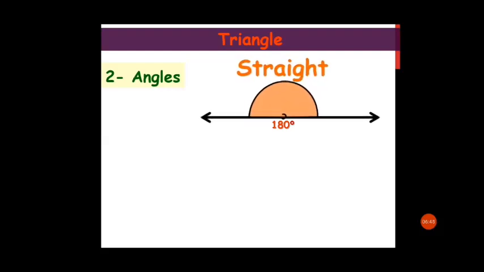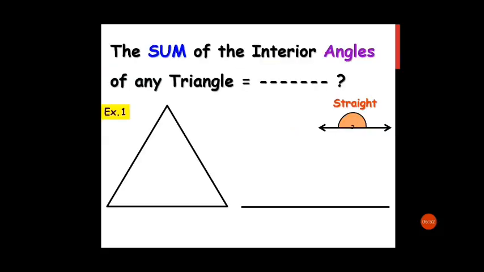Referring to the straight angle we discussed before, we will use this property in a very important thing to prove something. We want to know the sum of the interior angles in any triangle equals what? By the way, the word interior means inside, the inner angles or the angles inside this triangle. I want to know their sum measured to be what?